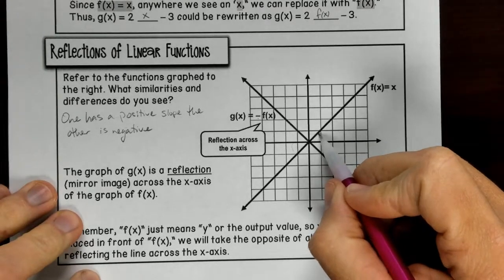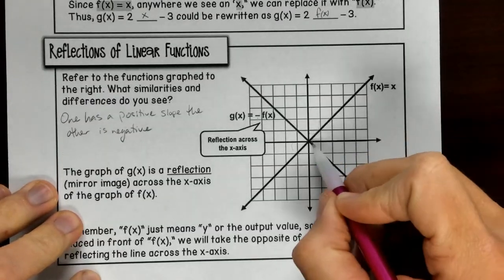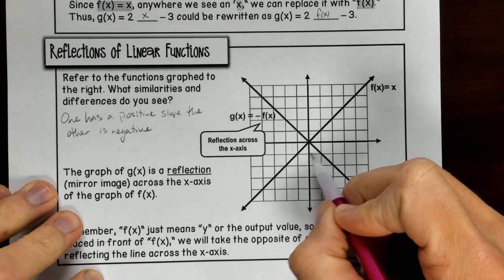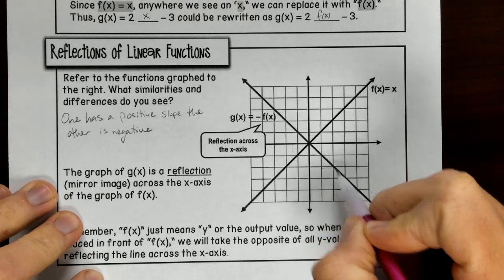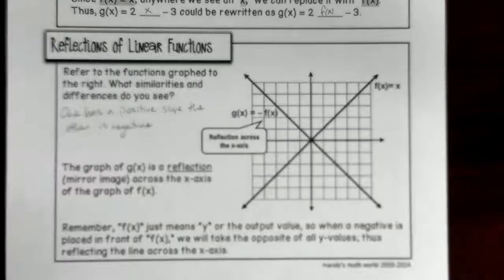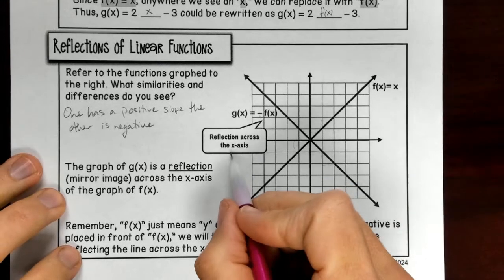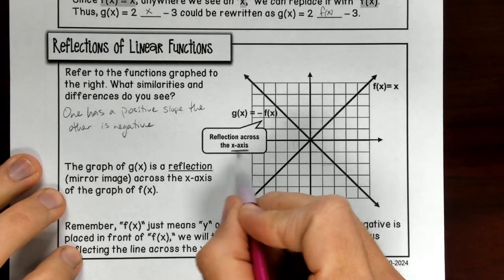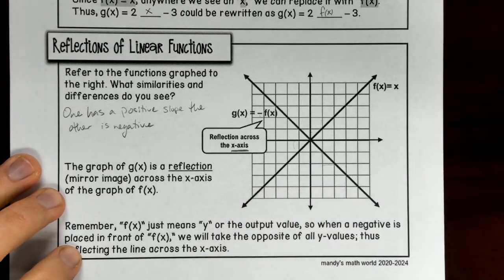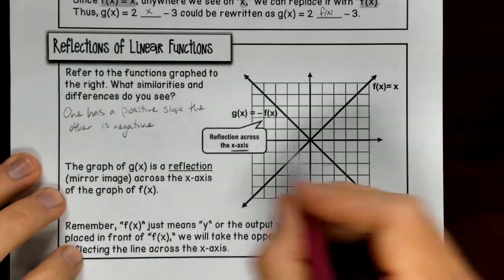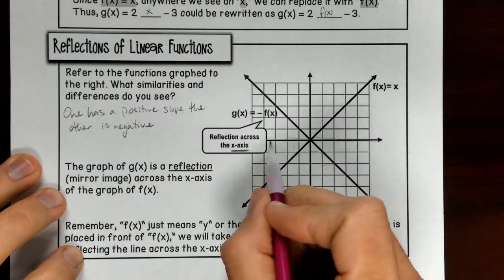This is a rise 1, run 1. Guess what? This is down 1, run 1. So they both have a slope of 1. It's just one of them has a slope of negative 1. So when I take the negative of the function, it's a reflection across the x-axis. Across this line right here, I'm going to reflect that.